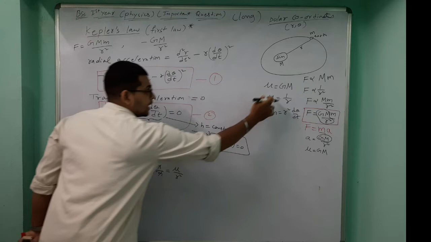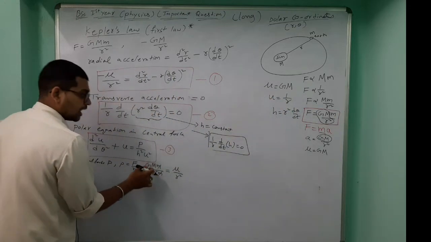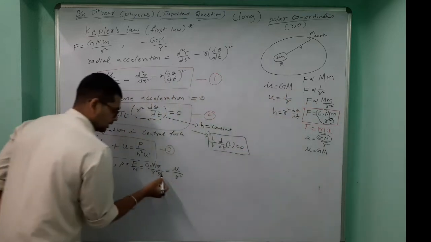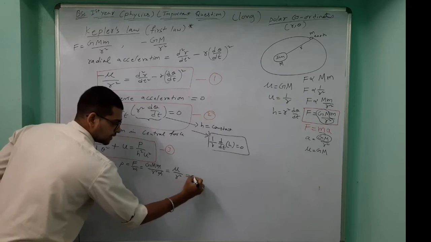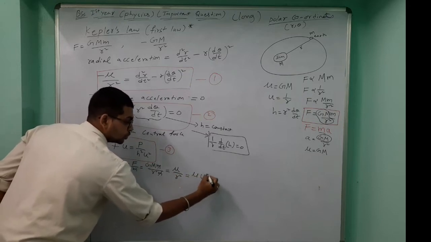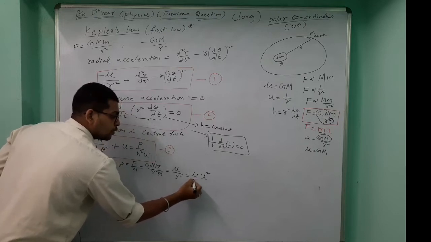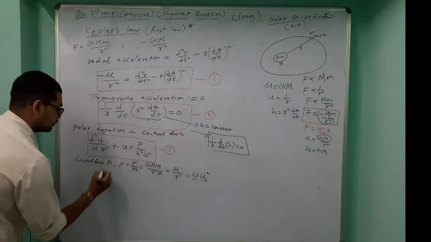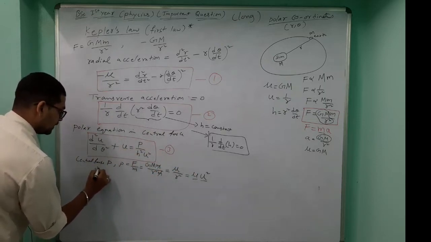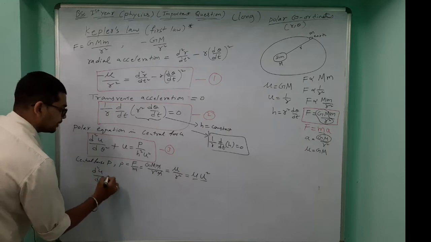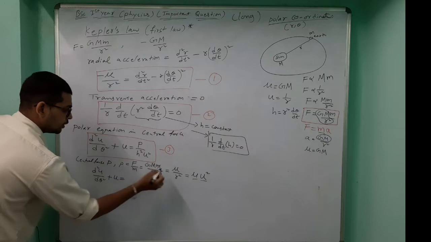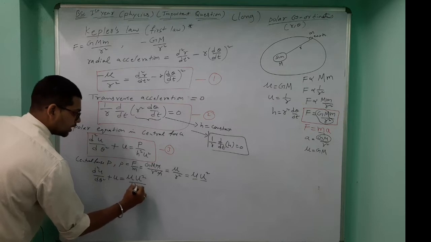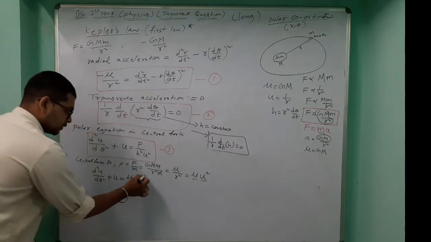Now u is nothing but 1 by r. If I square both sides, u square is equal to 1 by r square. So mu as it is, and 1 by r square is nothing but u square. Be careful here: this is mu, this is u square. Now I am substituting this into equation number 3. What will I get? d square u by d theta square plus u is equal to mu u square by h square u square. So see, this u square is gone.